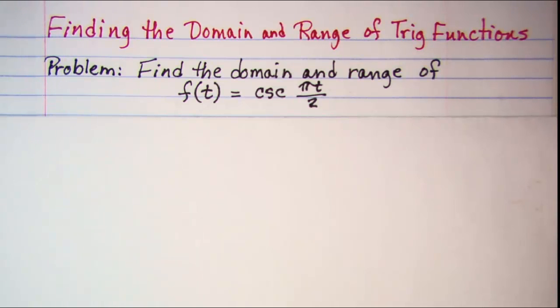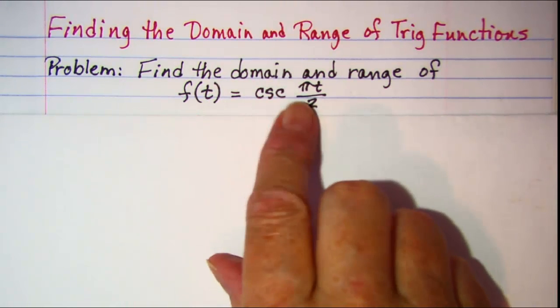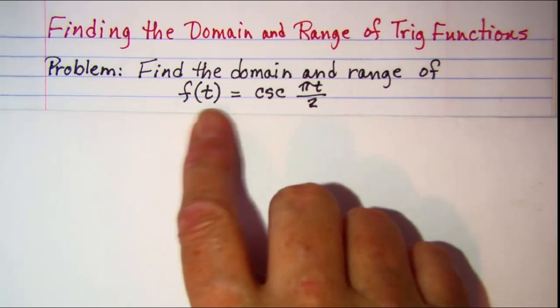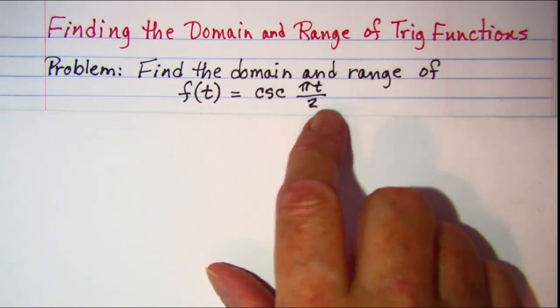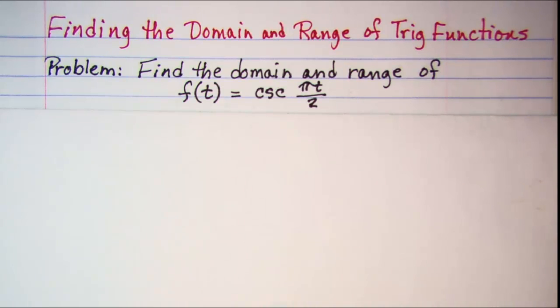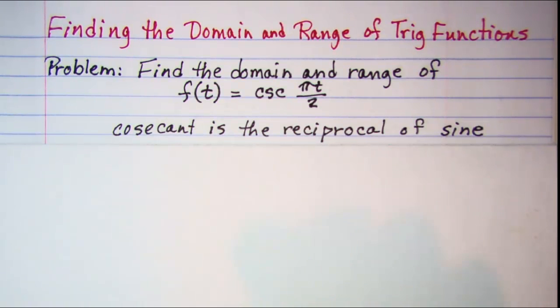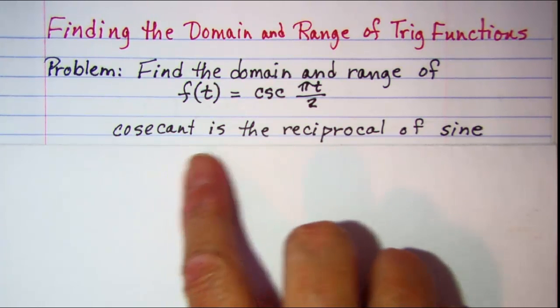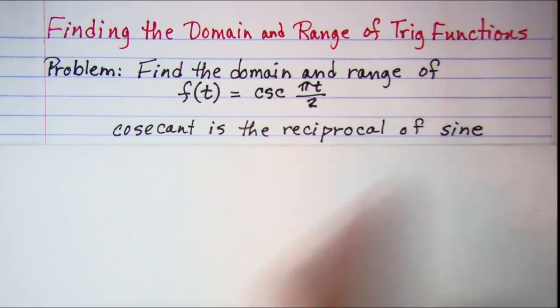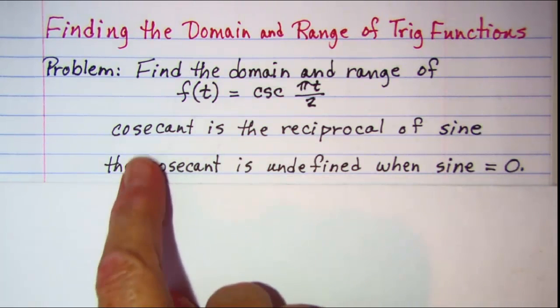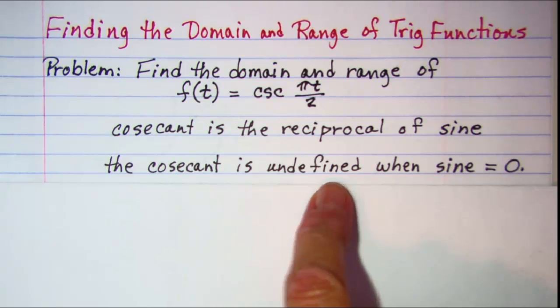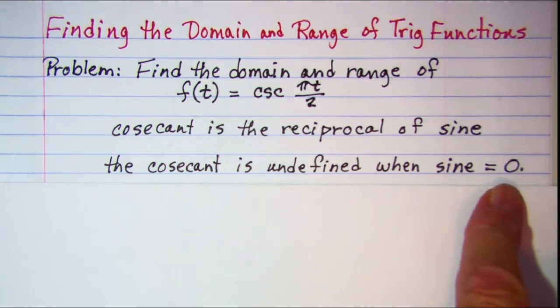In this video, we'll be finding the domain and range of a trig function. Our problem is to find the domain and range of f(t) = csc(πt/2). Now we know that the cosecant is the reciprocal of sine, so the cosecant is undefined when the sine is equal to 0.